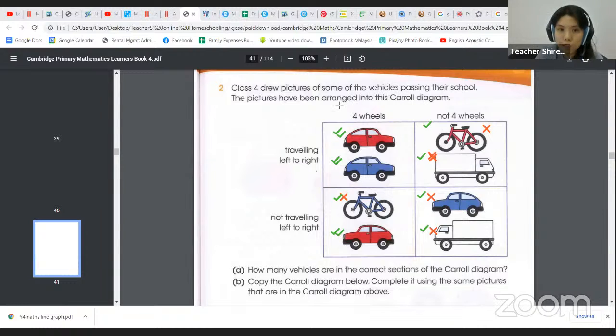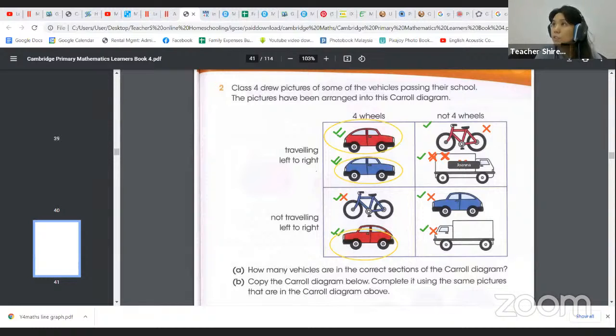Fulfill both criteria. So this is correct. This is correct. This is correct. And all the rest is wrong. Understand? Okay. So now, can you do the same thing again using the carousel picture, but according to the right one?